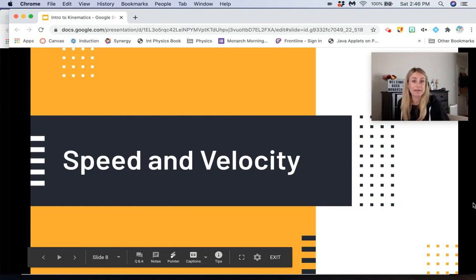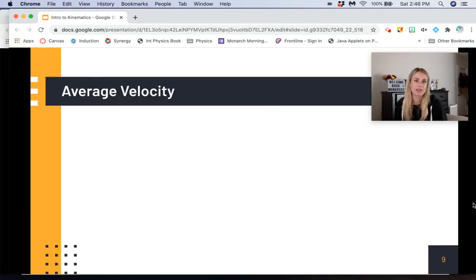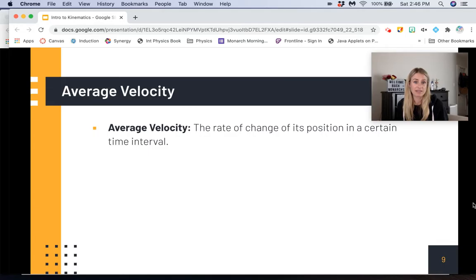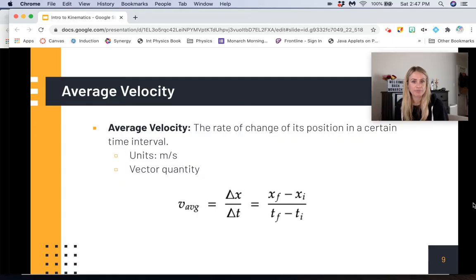Now let's talk about speed and velocity. So the average velocity of something is the rate of change of its position in a certain time interval. Now the units for this are meters per second. Remember, we are in the metric system, so we want meters per second, not miles per hour. It's a vector quantity, which again means that it has both magnitude and direction. And here's the equation for average velocity.